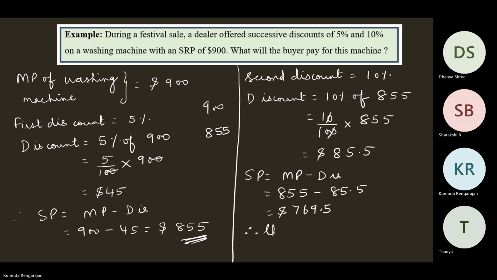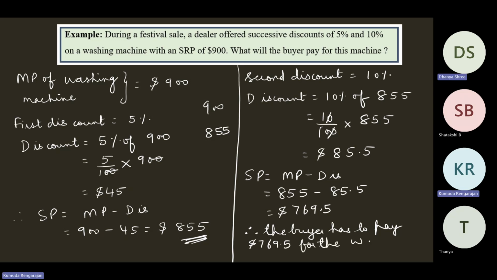Therefore, the buyer has to pay $769.5 for the machine, for the washing machine. This is how you calculate successive discounts.